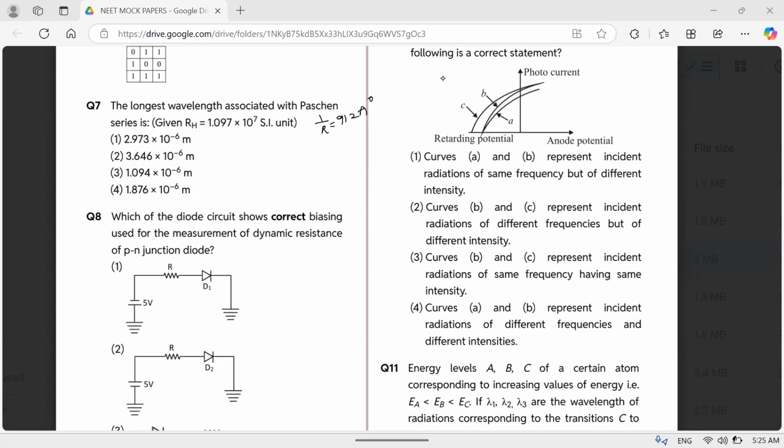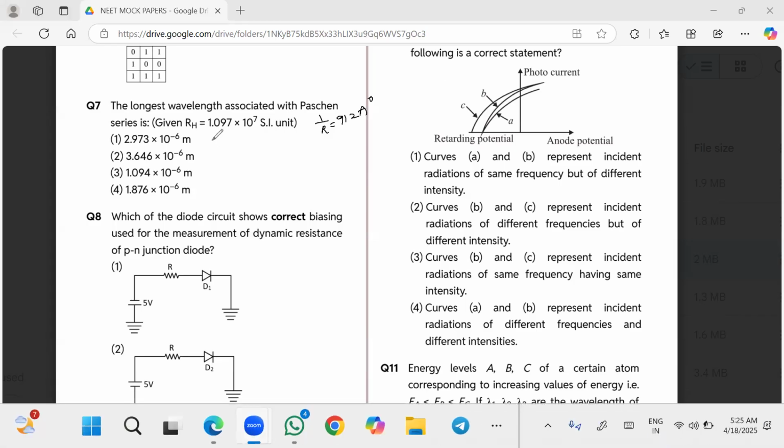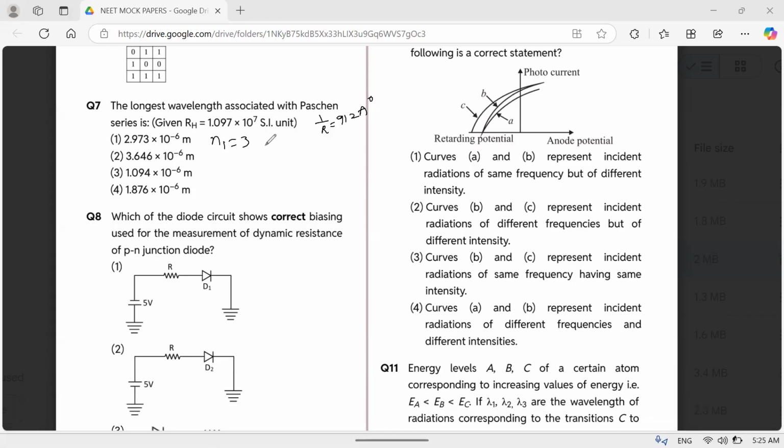What did you see? How much are you getting in the calculation? For the longest wavelength, N1 is equal to 3, N2 is equal to 4. Formula is 1 by lambda is equal to R into 1 by N1 square minus 1 by N2 square. Simplifying it, you are getting lambda is equal to 9 into 16 divided by 7R. So it will be 9 into 16 divided by 7 into 1 by R, which is nothing but 912. See how much I'm getting this one.